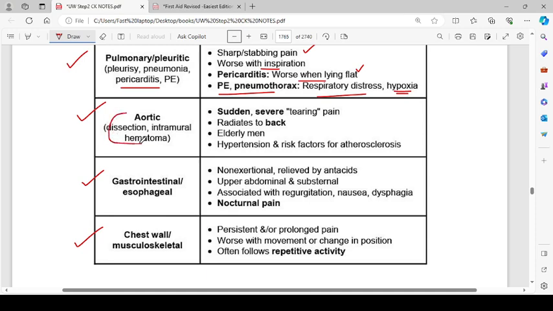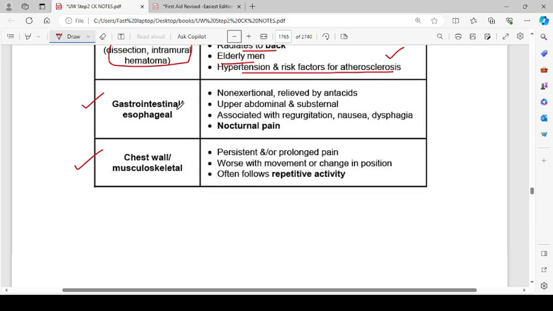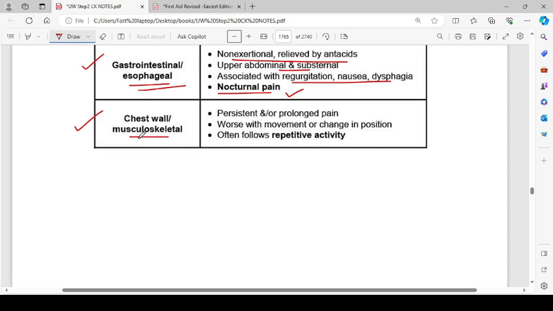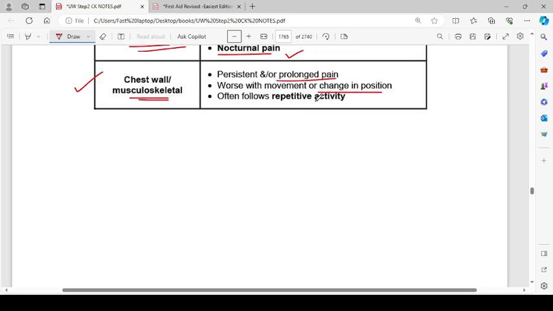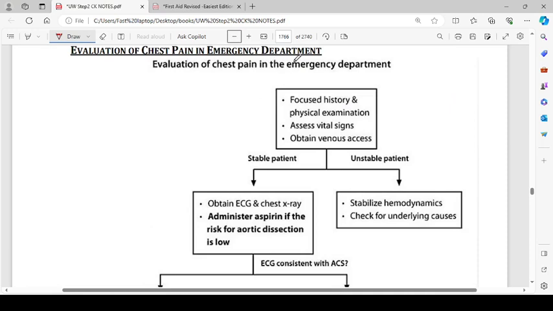Aortic dissection and intramural hematoma will lead to sudden severe tearing pain that will radiate to the back, in elderly men with hypertension and risk factors for atherosclerosis. Gastrointestinal and esophageal: non-exertional, relieved by antacids, upper abdominal and substernal, associated with regurgitation, nausea, and dysphagia, and there will be nocturnal pain. Chest wall, musculoskeletal: persistent or prolonged pain, worse with movement or change in position, and often follows repetitive activity.